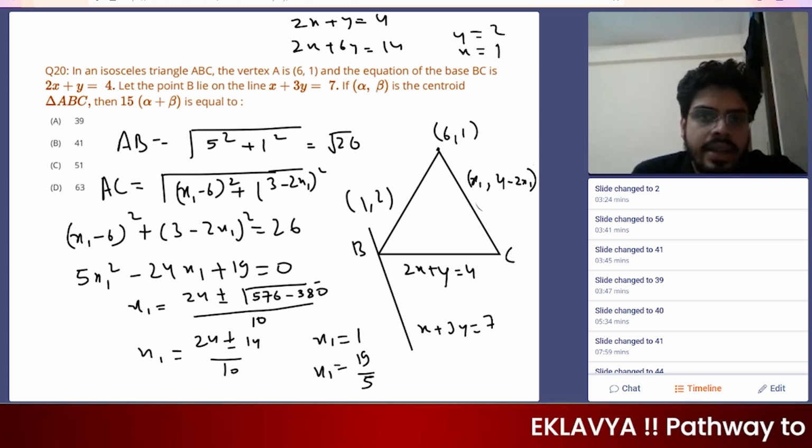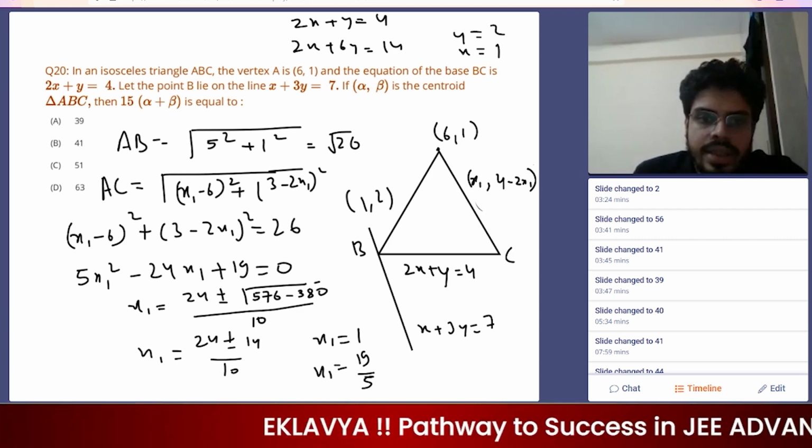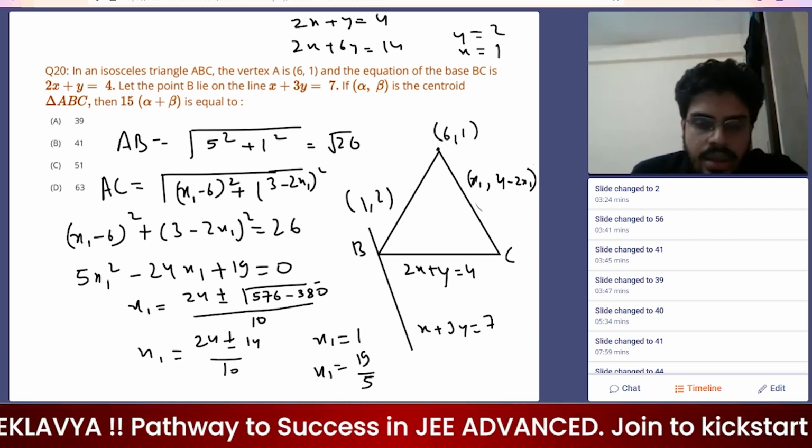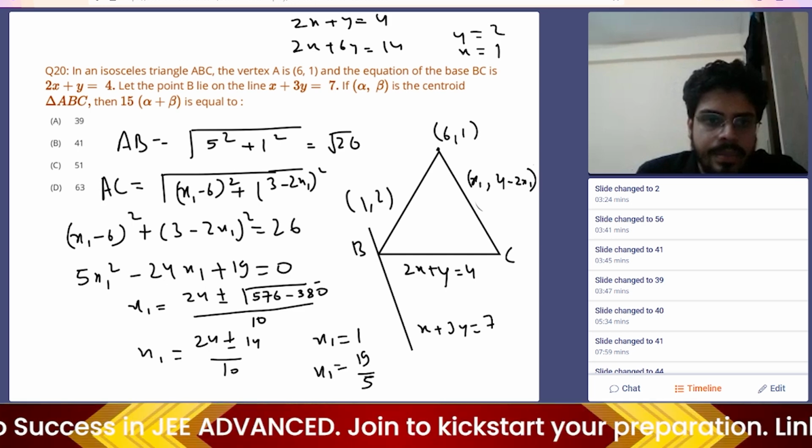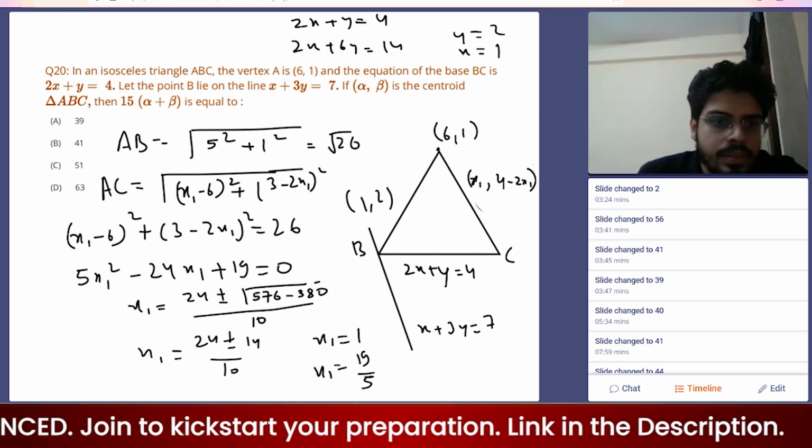So now I have to find the centroid. The centroid is summation of x by 3 and summation of y by 3. Okay. So let me find it here.